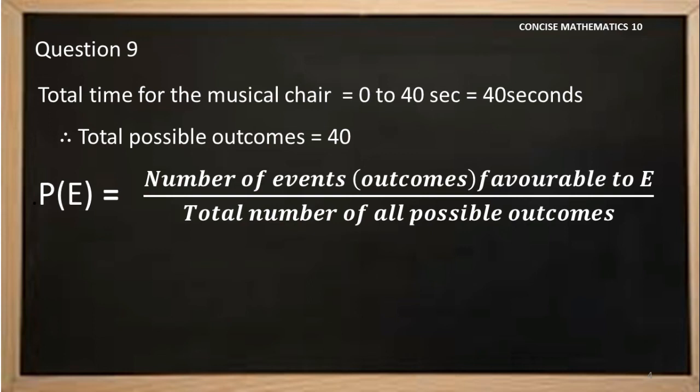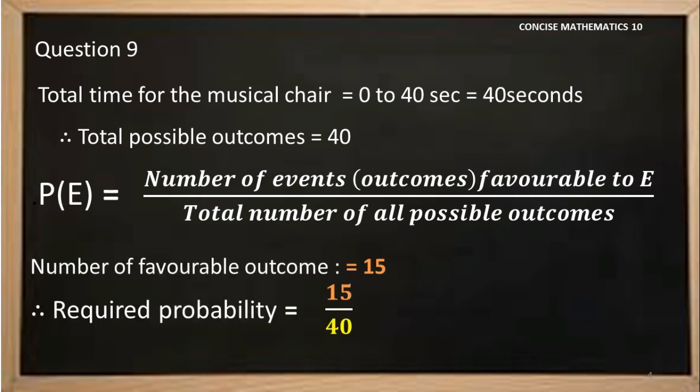Now we need to find the probability that the music will stop within the first 15 seconds. So within the first 15 seconds means it may stop at 1, it may stop at 2 seconds, it may stop at 3 seconds, it may stop at 4 seconds. In the similar way, the maximum time given is 15 seconds. So within 15 seconds, how many times can it stop? It can stop 15 times. Hence the required probability is 15 by 40.